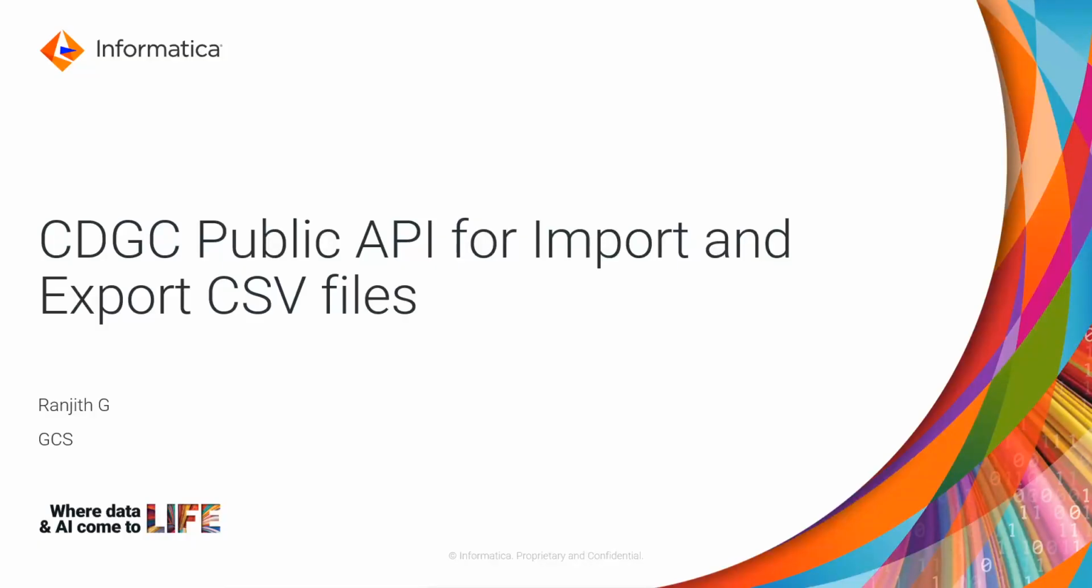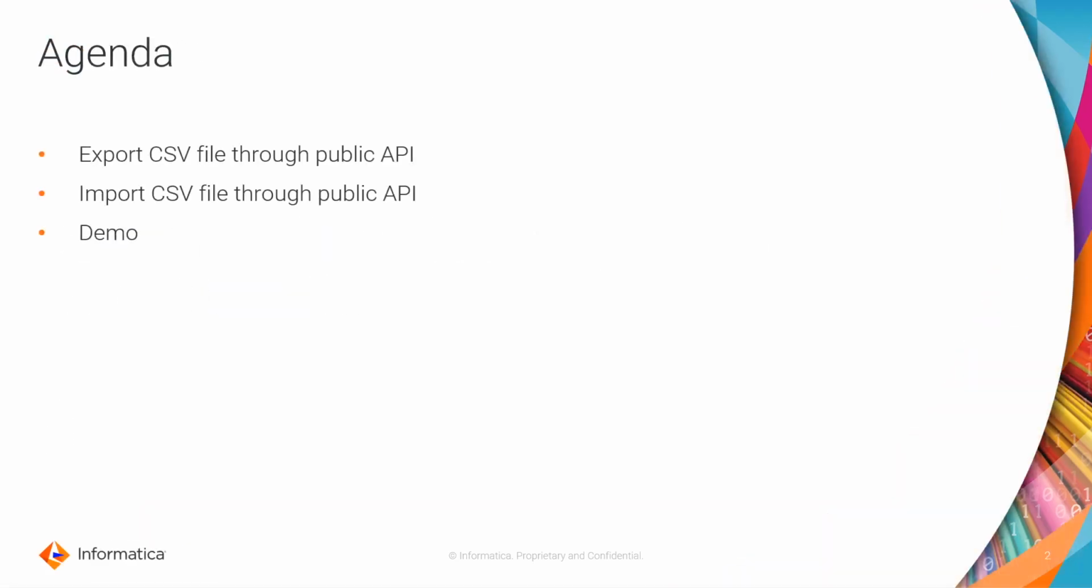In this video, we will look at the CDGC Public APIs for import and export of CSV files that were implemented as part of the November release. The agenda of today's session is export CSV file through Public API and import CSV file through Public API, and then we will quickly jump on to a quick demo.